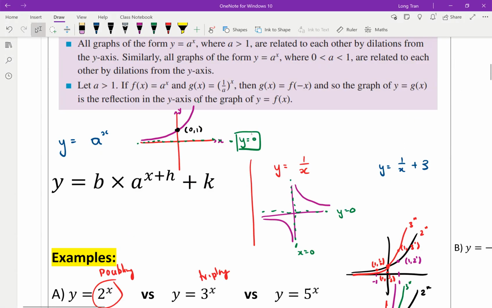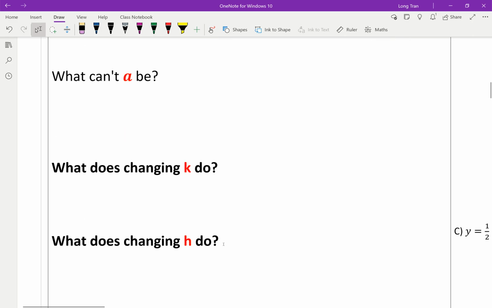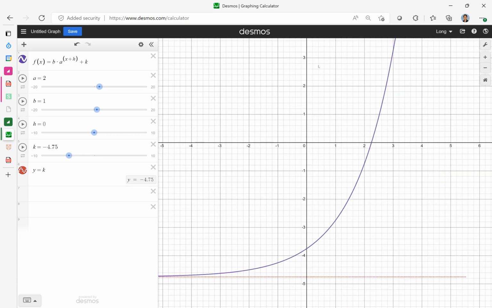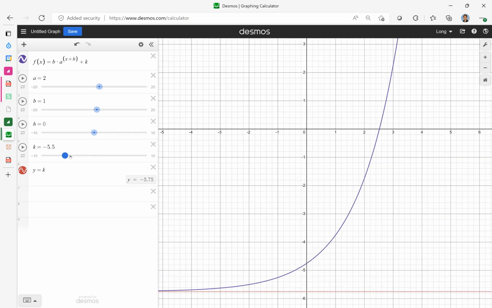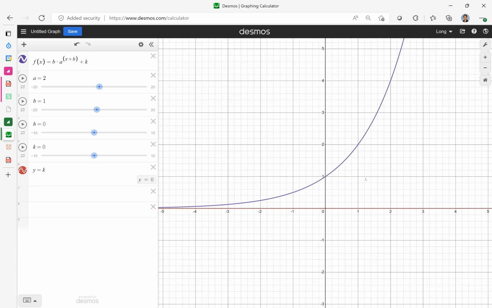K is this value over here. That moves the graph up or down. Okay? What about H? What does H do? Let's have a think. Where's my equation again? I'm going to press home. Translation to the left or to the right. Very good. So exactly what you've done with quadratics and cubics.